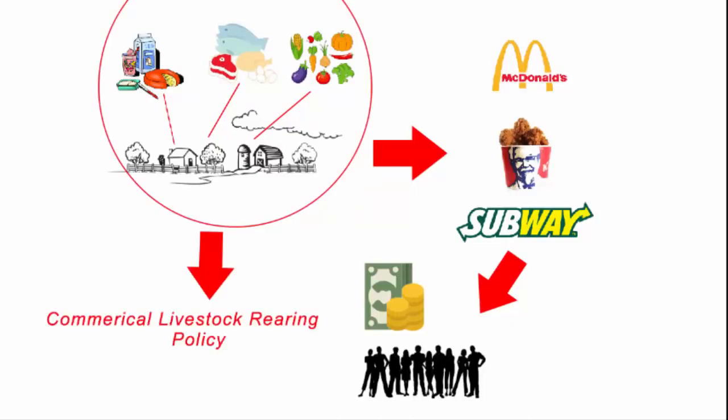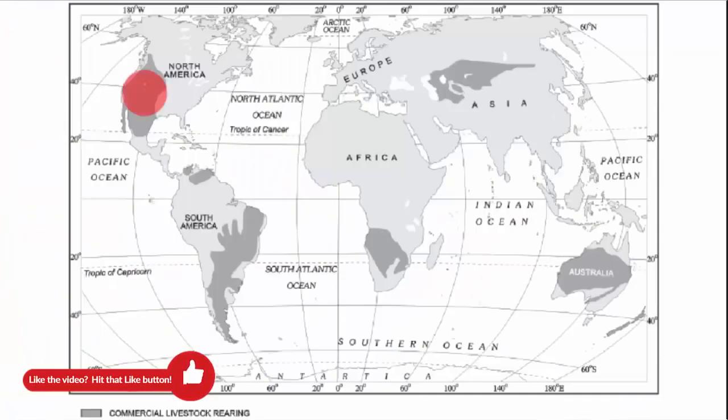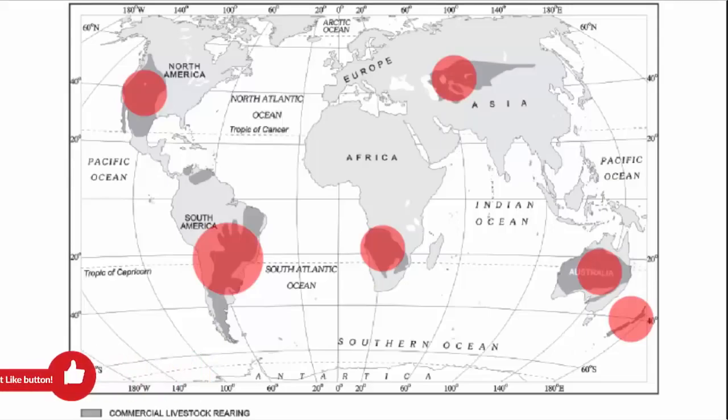I'm just giving you one example of food companies. There are many industries in the world, like textile, fishing, consumer goods. They are all running on the model of commercial livestock rearing. New Zealand, Australia, Argentina, Uruguay and the United States are important countries where commercial livestock rearing is practiced.